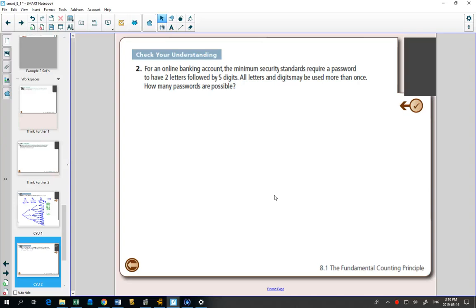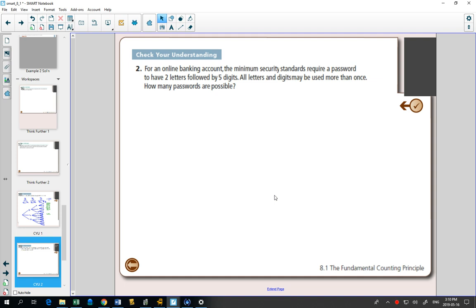For an online banking account, the minimum security standards require a password to have 2 letters followed by 5 digits. Okay, we can see if we can hack this guy's password. All letters and digits may be used more than once. How many passwords are possible?